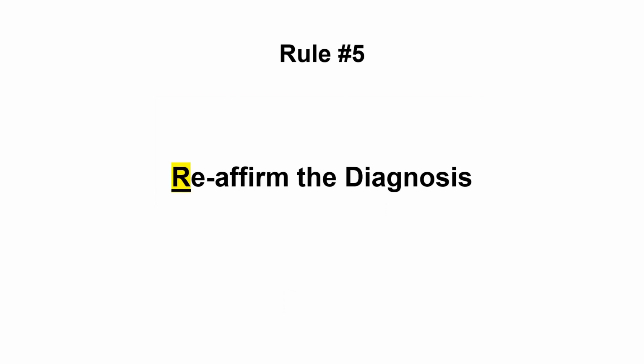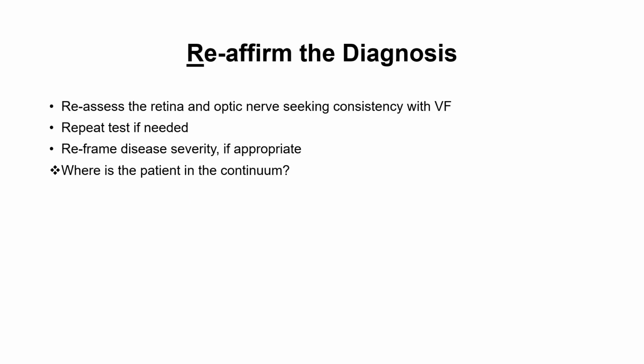Now, coming to rule number 5, reaffirm the diagnosis. Please always reassess the retina and the optic nerve, seeking consistency with the visual field. You are not a visual field interpreter. You are not an AI model. You are a clinician, physician, doctor, surgeon. So you need to read the visual field in the context of the patient examination. And please repeat the test if needed, and we will say why in a few seconds.